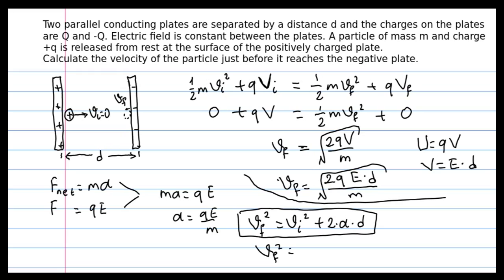V initial squared is 0, and 2 times the acceleration term, which we just found, qE over m, times distance. After rearranging, we find the same answer which we did above, square root of 2qEd over m.